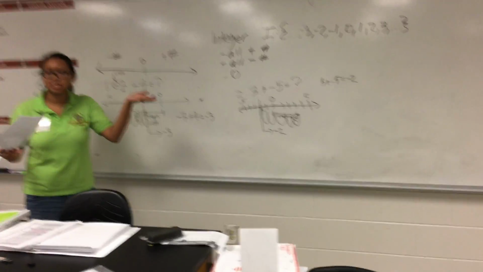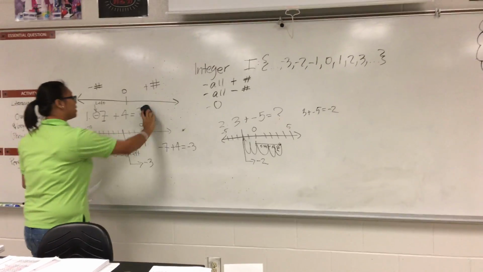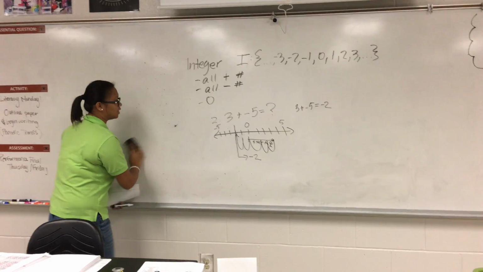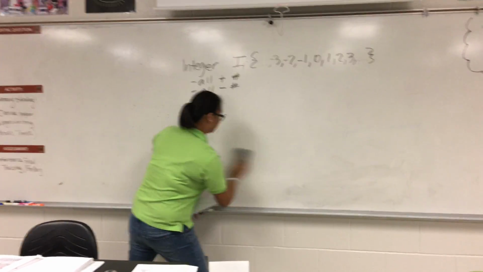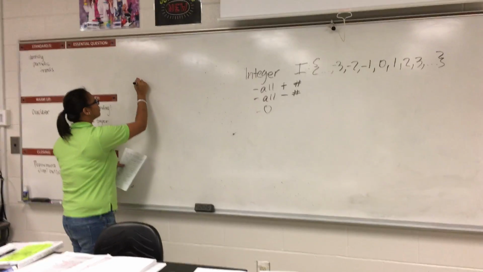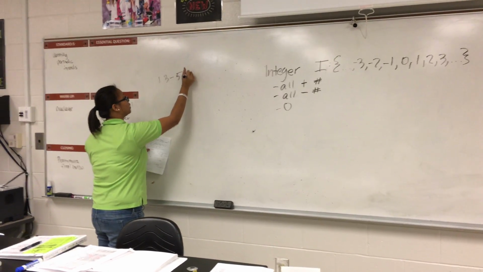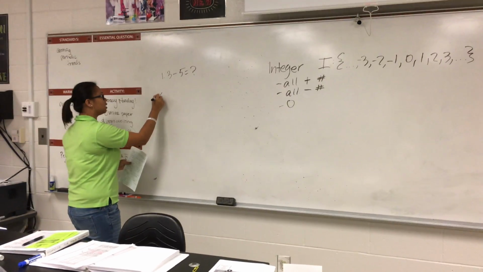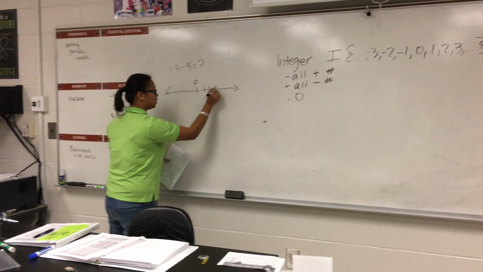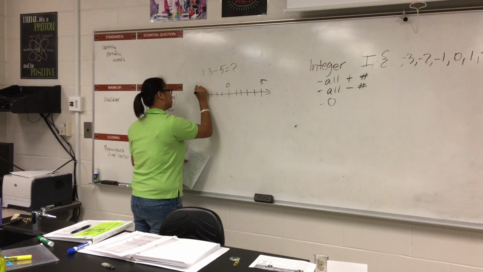All right. So that's adding. Pretty easy, right? Subtracting is kind of a bit harder, just a little bit. First, I want you guys to subtract 3 minus 5 equals what? So using our number line again, here's 0, 1, 2, 3, 4, 5.